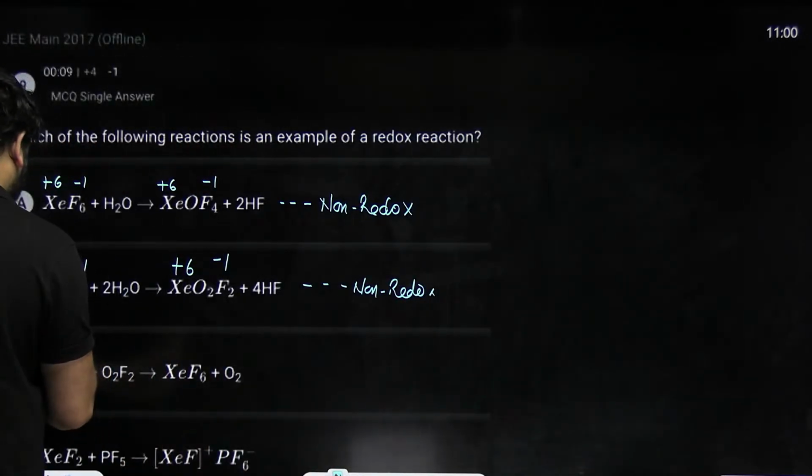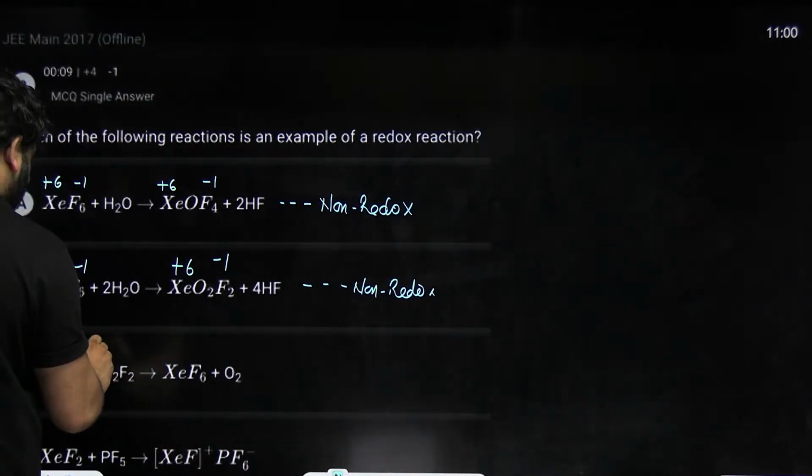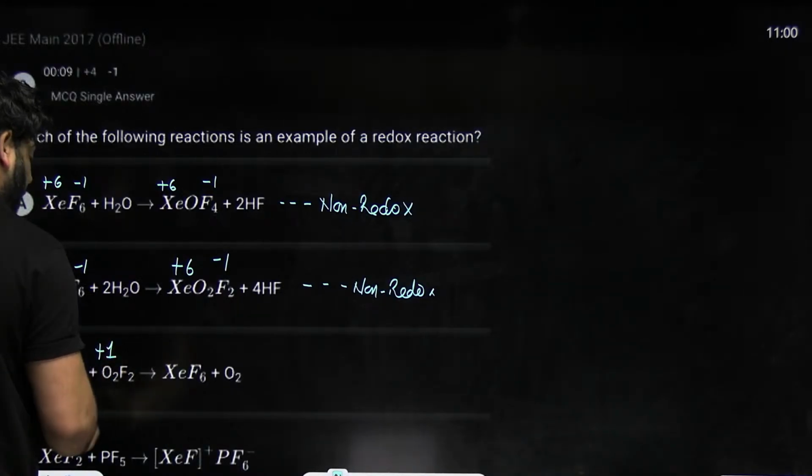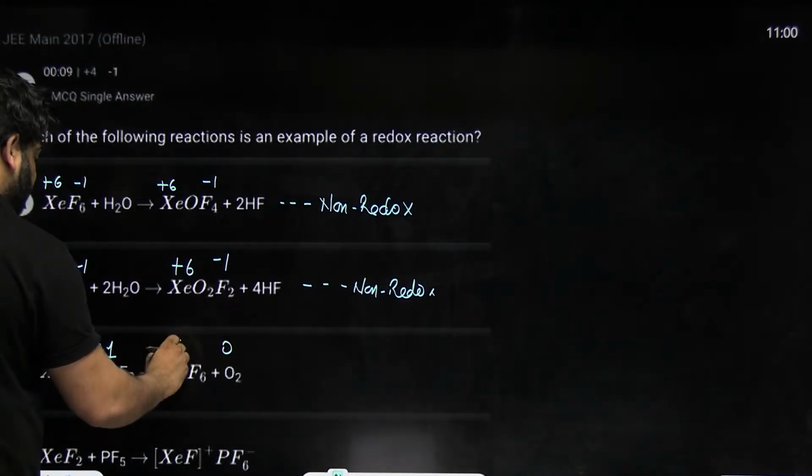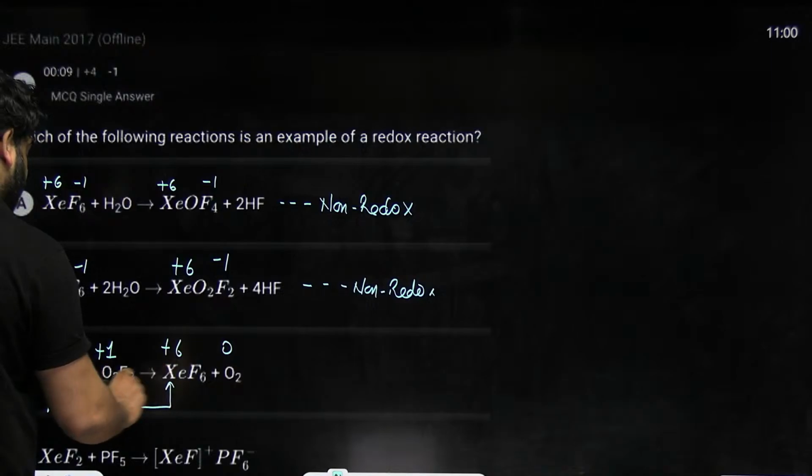This is non-redox. Xenon is +4, oxygen is +1, oxygen is 0. Xenon is +6. This is where oxidation is happening.